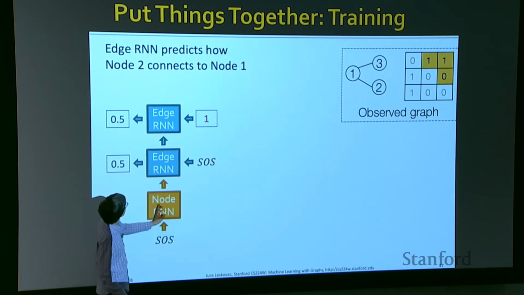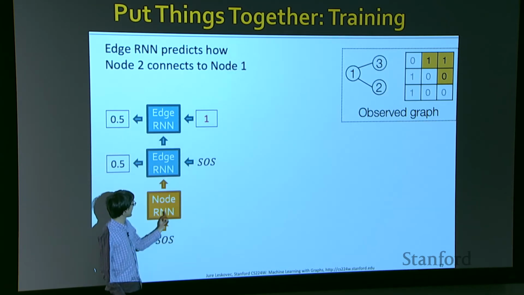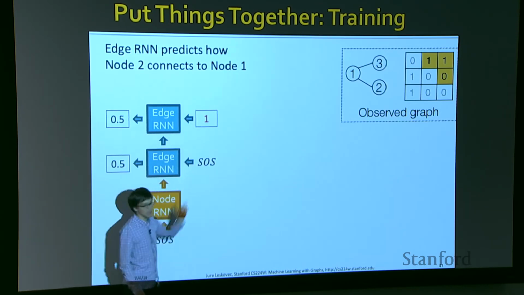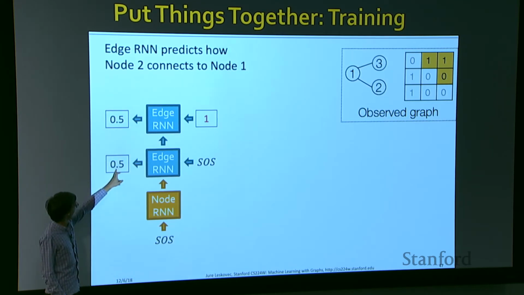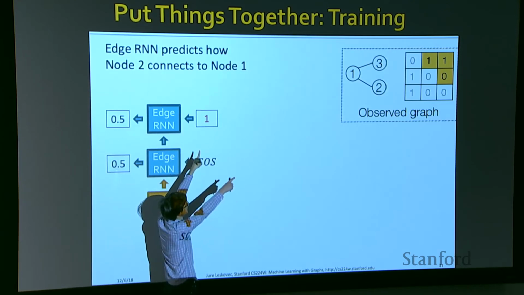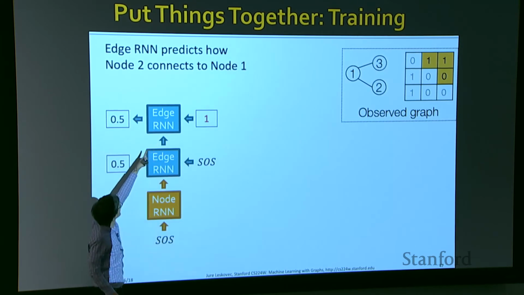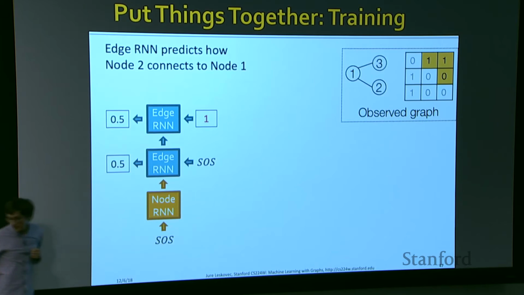So we first initialize the edge level RNN with the hidden state from the node level RNN, and then here we input the start of sequence. This will generate the probability of the edge. I flip the coin with that probability. The coin said yes, so I create an edge between node 2 and node 1. I do one more step of RNN. Now I know I can stop, and I will use this as a hidden state to the next thing.